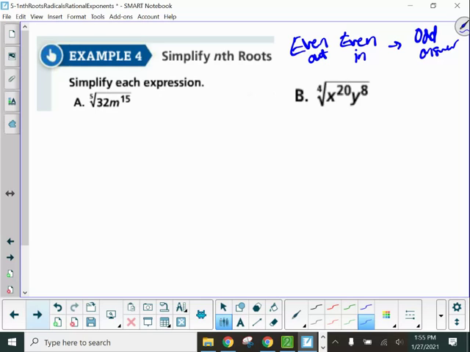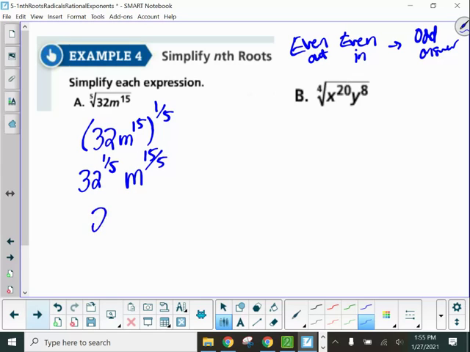So we would take the fifth root, or you could think of this as a fractional exponent. We could think of this as 32 m to the 15th to the 1/5 power, and then I can distribute that exponent. So it's 32 to the 1/5 m to the 15/5. Well, 32 to the 1/5, the fifth root of 32, is 2. M, the 15 over 5 reduces to 3. So this is 2m to the 3rd power. Really, whatever your radical index is, if you have any variables inside of your radical sign, you're just dividing those exponents by whatever your index is on the outside.